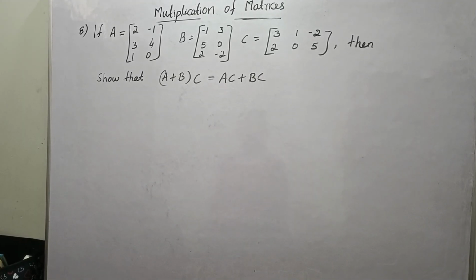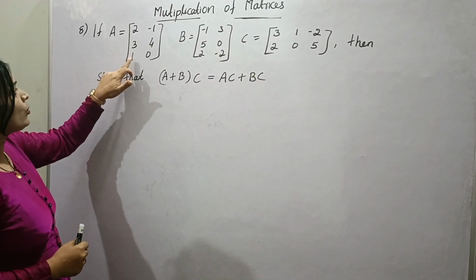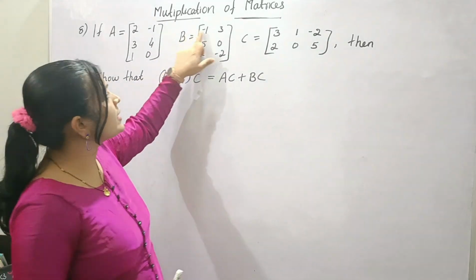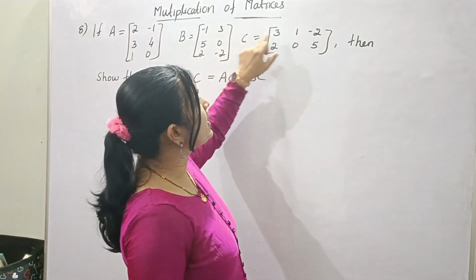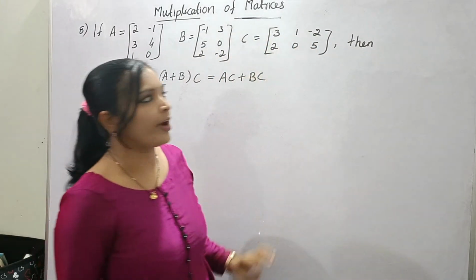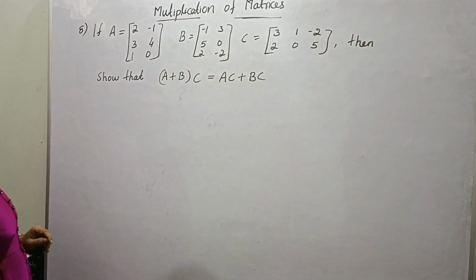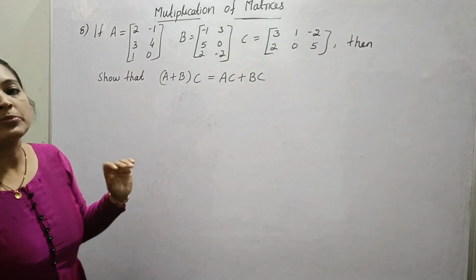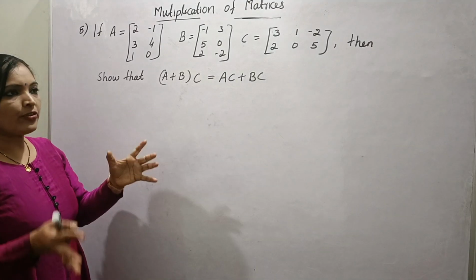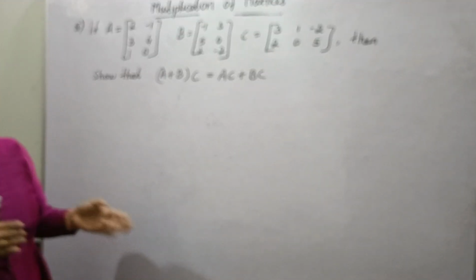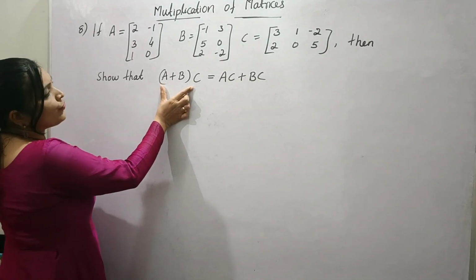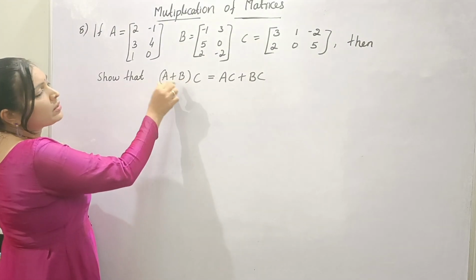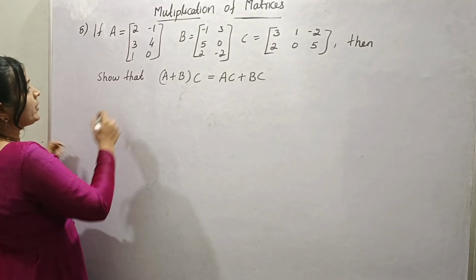If A is equal to matrix 2 minus 1 3 4 1 0, B is equal to matrix minus 1 3 5 0 2 minus 2, C is equal to matrix 3 1 minus 2 2 0 5, then show that (A plus B) into C is equal to AC plus BC. To prove this, first let us find the LHS part, then the RHS, and verify. To find (A plus B) into C, we need to find A plus B, right?